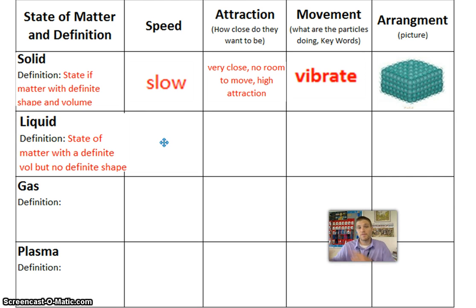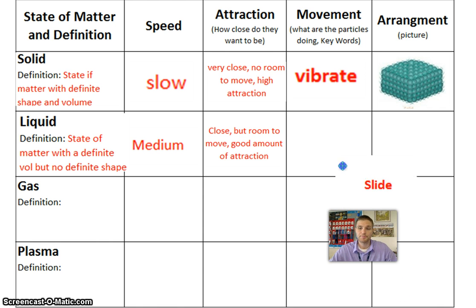For liquids, liquids are a state of matter that has no definite shape, but a definite volume. So if I was to fill this bottle up and pour it out, the liquid would start pouring out and change shape, but it's not going to change the amount that's in there. I say that these have a medium speed, and what that means is they move faster than a solid, but not as fast as a gas. Once again, they're very close, they have some room to move, but they're not overly crowded.